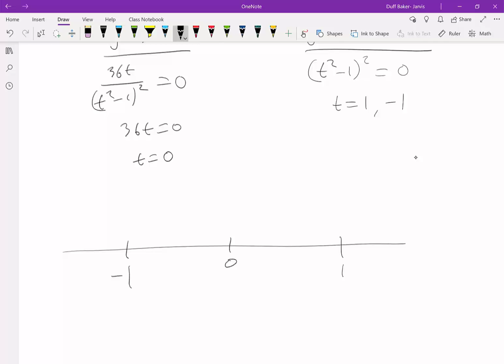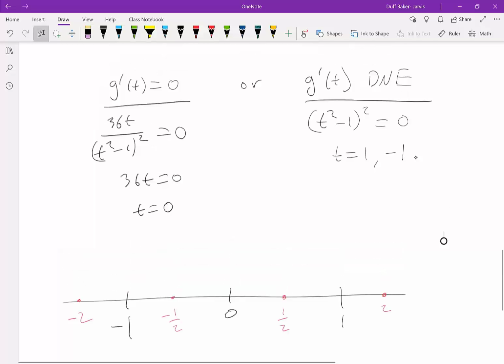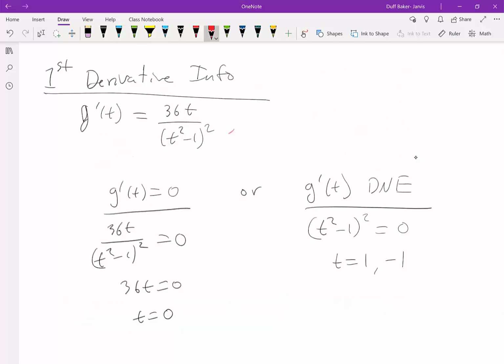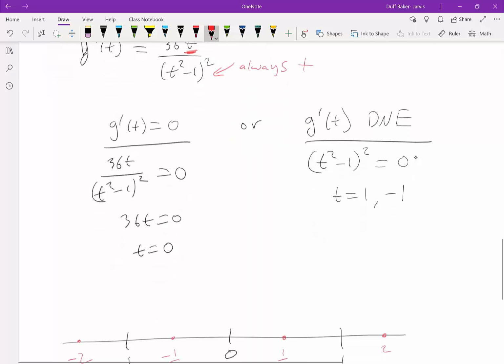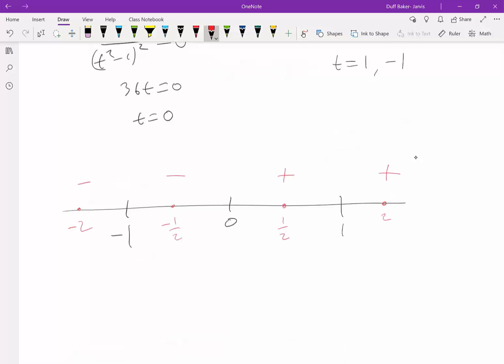And now we have to check each region for what the sign is. So out here, maybe we choose a point like 2, maybe a half, negative a half, negative 2, and we check what the sign is. But one nice thing here is that the denominator is always positive, right? Because it's squared. And so the top will be whatever the sign of t is, because 36 times t will either be positive if t is positive or negative if t is negative. So if you plug a positive number in, it'll be positive. If you plug a negative number in, it'll be negative. So this is one of those cases where it doesn't switch back and forth between plus or minus like we've seen a lot. Okay.